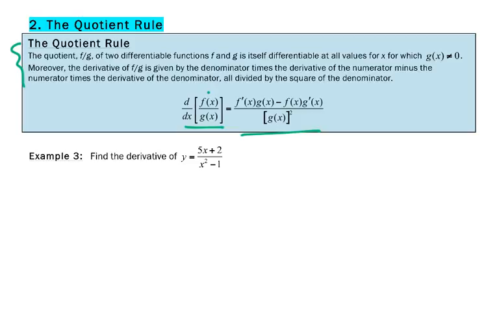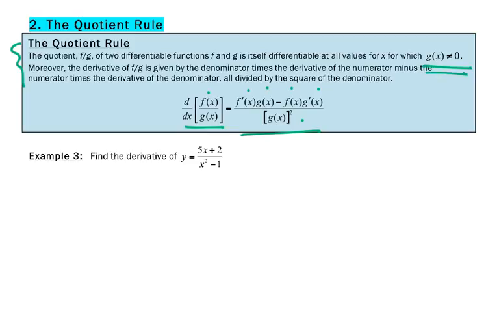So whatever's in the numerator, we're going to take the derivative of that, multiply it by g of x, which is the denominator, and subtract f of x times the derivative of g of x and divide by g of x squared. It's important to note that this derivative will exist when g of x is not equal to 0.